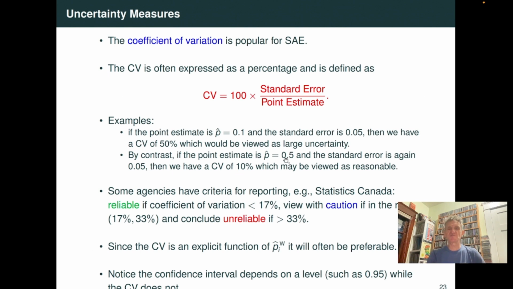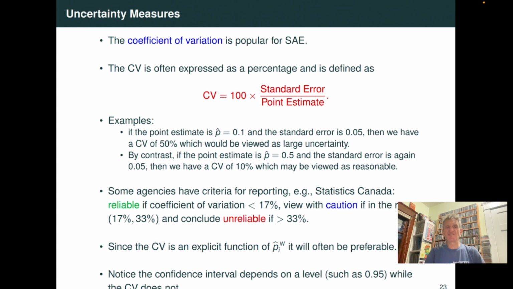Whereas if the point estimate is 0.5 and the standard error is again 0.05, then the coefficient of variation is 10%, because then we've got a relatively narrow interval relative to the size of this value; we're pretty close by. And some agencies have criteria for reporting. For example, Statistics Canada say if the coefficient of variation associated with a particular estimate is less than 17%, then we'll call that estimate reliable.